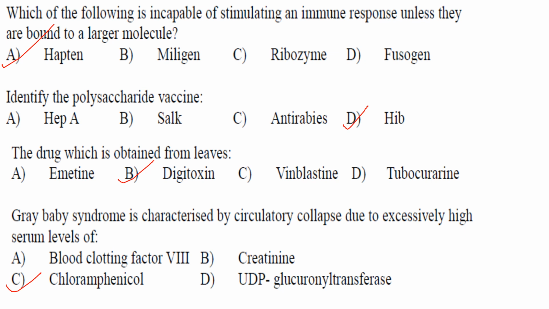Creatinine is a waste product elevated in kidney dysfunction. UDP glucuronyl transferase, it is an enzyme involved in chloramphenicol metabolism. So gray baby syndrome is characterized by excessive high serum levels of chloramphenicol.